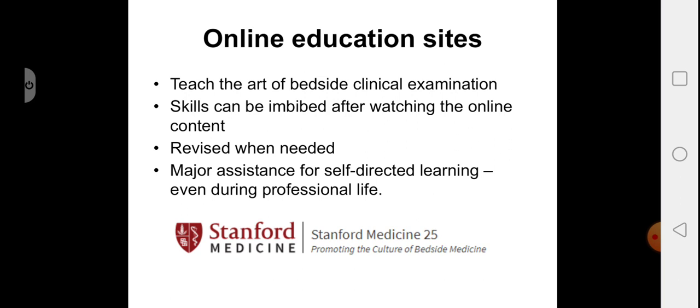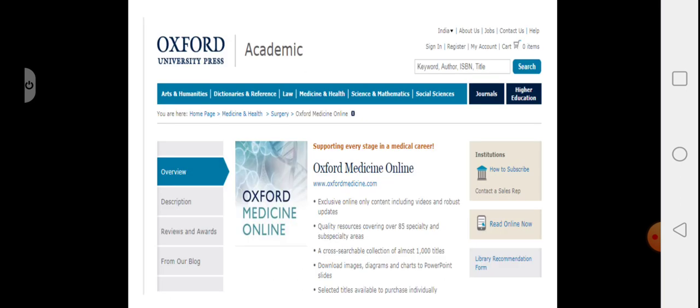So skills can be imbibed after watching the online content, and whenever you need, you can go back and revise it. And it's mainly useful for professional life. So this is another online education site, Oxford University Press.